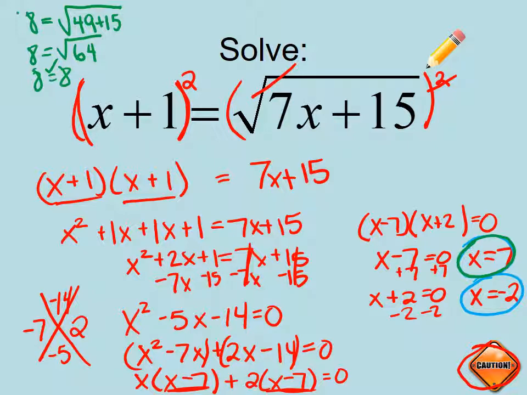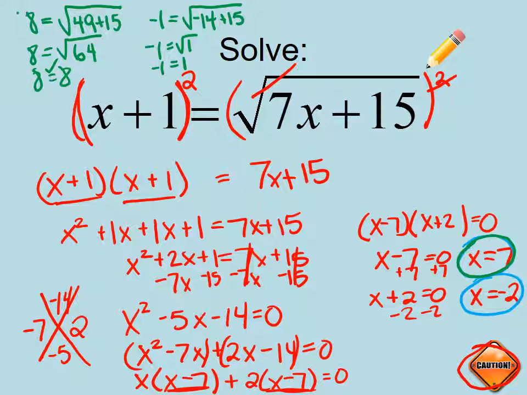Let's try negative 2. Negative 2 plus 1 is negative 1. Seven times negative 2 is negative 14 plus 15 gives me the square root of 1. And so I'm saying that the square root of 1 is 1. Well, that doesn't look equal, so I just need to double check my work and make sure that that should have been a plus 2.